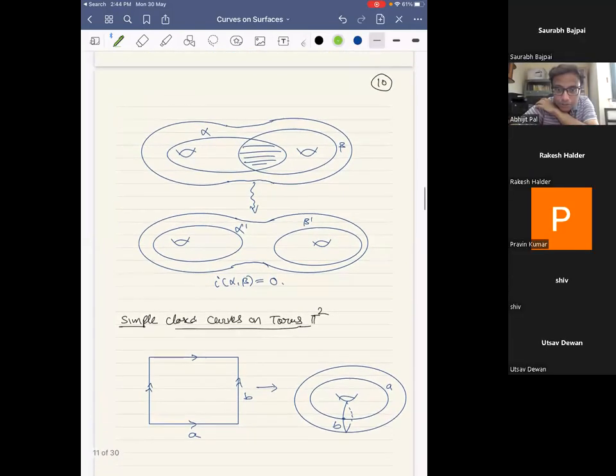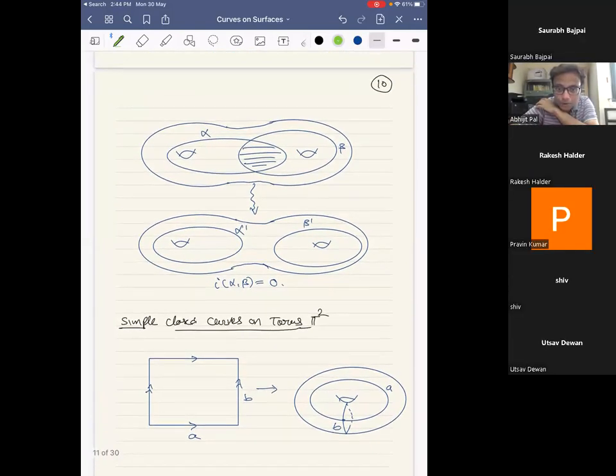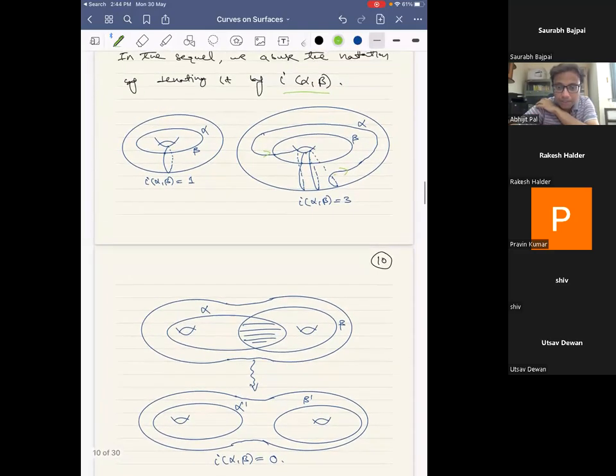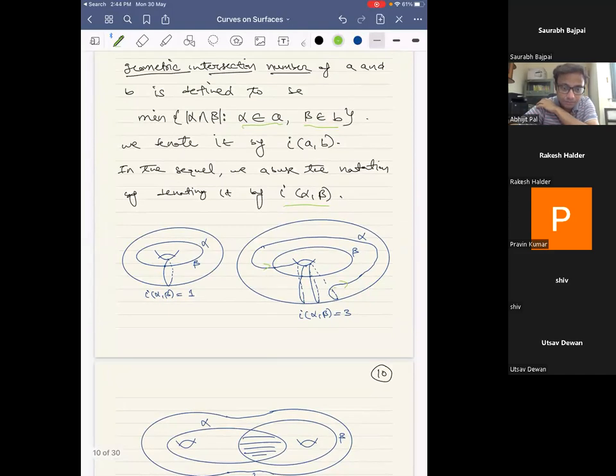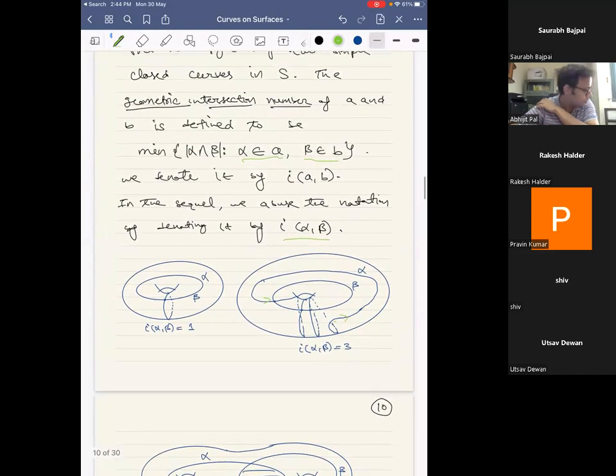Someone is asking a question: what is the importance of this geometric intersection number, and where can we use it? Yes. Okay. So the importance of geometric intersection number, we will soon see. For example, if two curves have, say, geometric intersection number 1, and suppose alpha and beta are such curves, and suppose you have another set of curves, say alpha prime and beta prime on a surface, right?